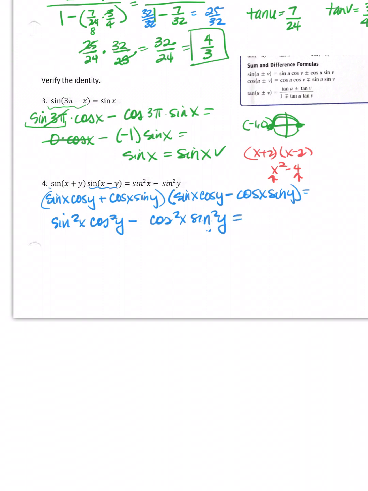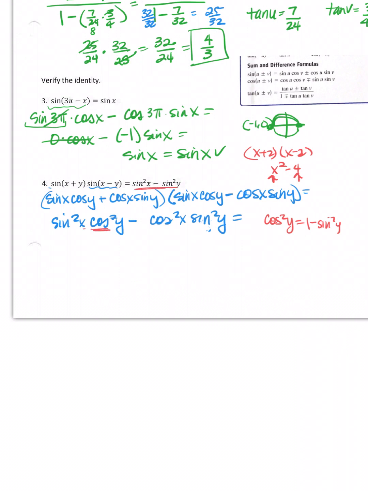Now, what do we do with that? Well, now we're going to use one of our Pythagorean identities. Do you remember the one that says we can rearrange it and it says cosine squared of x is 1 minus sine squared of x or y?